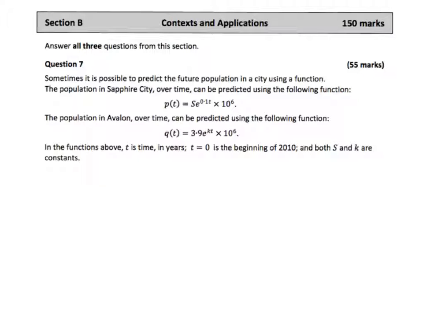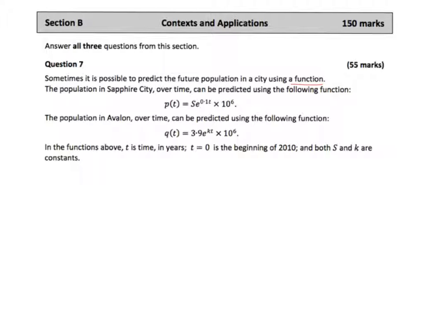Okay, and so we're going to look at question 7. Okay, so question 7, and we can see straight away by looking at it that it is a functions question. So it relates to the future population of 2 different cities.